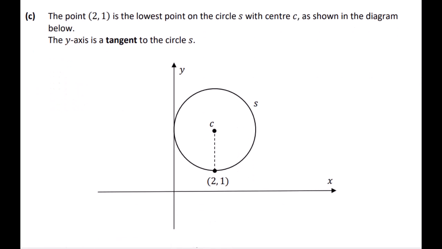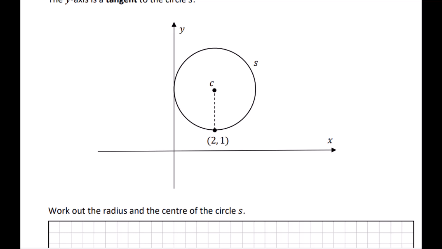The point (2, 1) is the lowest point on the circle S with center C as shown in the diagram below. The y-axis is a tangent to the circle S. Work out the radius and the center of this circle S. So the radius is just going to be this distance across here, and we can see that if this is the lowest point down here, then the x value for the center has to be 2, because the distance from here to here is 2.